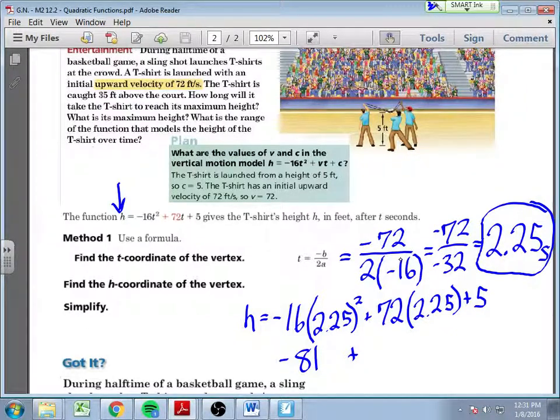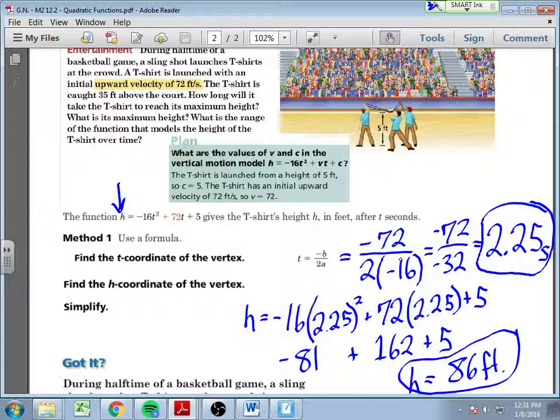2.25 times 72 is 162. So h, when I combine all of these, 86. 81 is half of 162. And then you add 5. Yeah, I see.